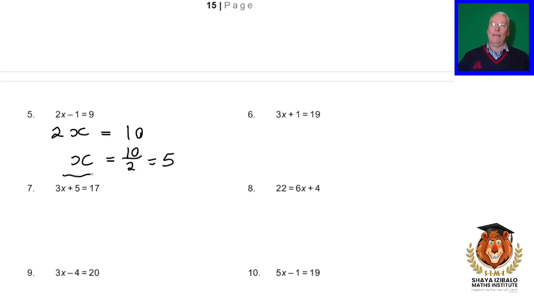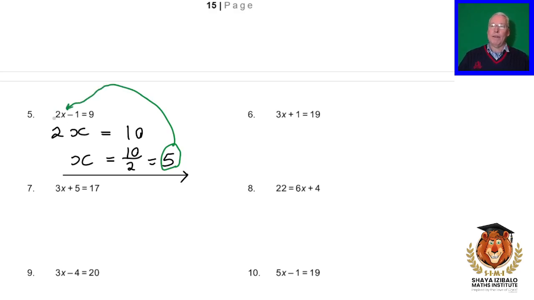All right, now let's check this answer because this one's a little bit more complicated. The question says 2x minus 1. Now remember, 2x means 2 times x. Remember in the last section of the last topic we were substituting in? That's exactly what we're going to do now.